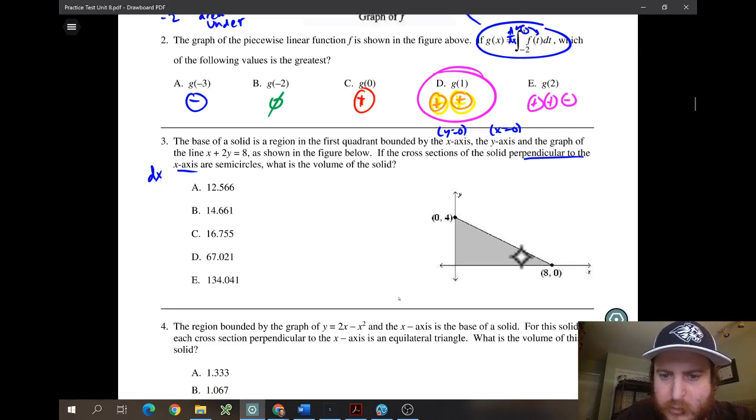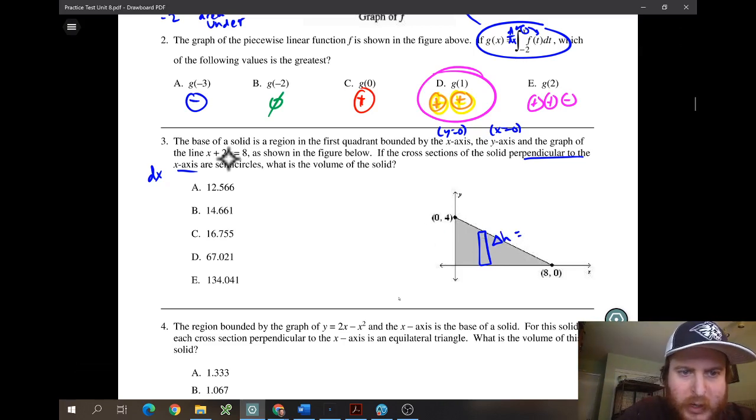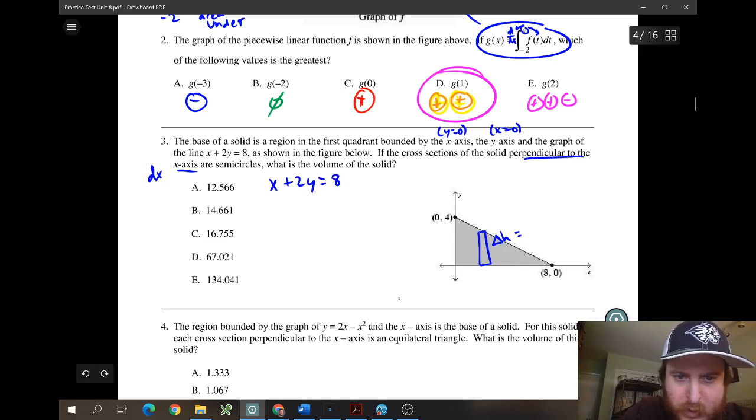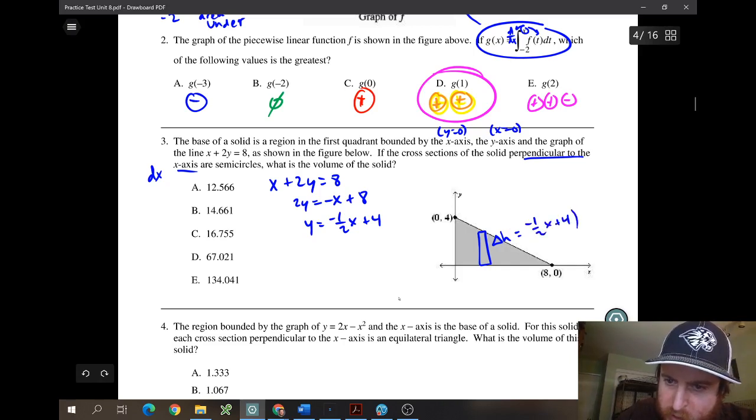So basically this is kind of like our delta h. So our delta h is the top of that line. Now we need to isolate it for y. So we have x plus 2y equals 8. That'll give us 2y equals negative x plus 8. That gives us y equals negative 1/2 x plus 4. All right, so the top line is negative 1/2 x plus 4. The bottom line is technically minus 0, right? Y equals 0. So you just have negative 1/2 x plus 4.